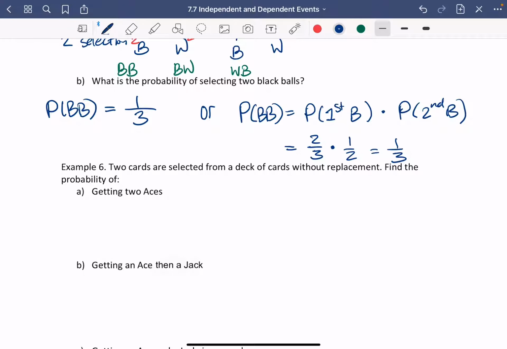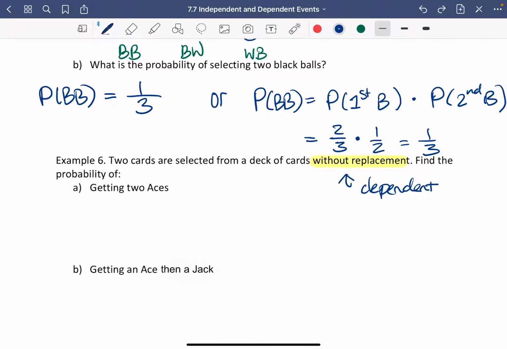Now, example number 6. 2 cards are selected from a deck of cards without replacement. Without replacement, again, means you're not putting the cards back. So this will be a dependent event. Now find the probability of getting 2 A's. Well, the probability of getting 2 A's will be the probability of getting an A and then the probability of getting an A.